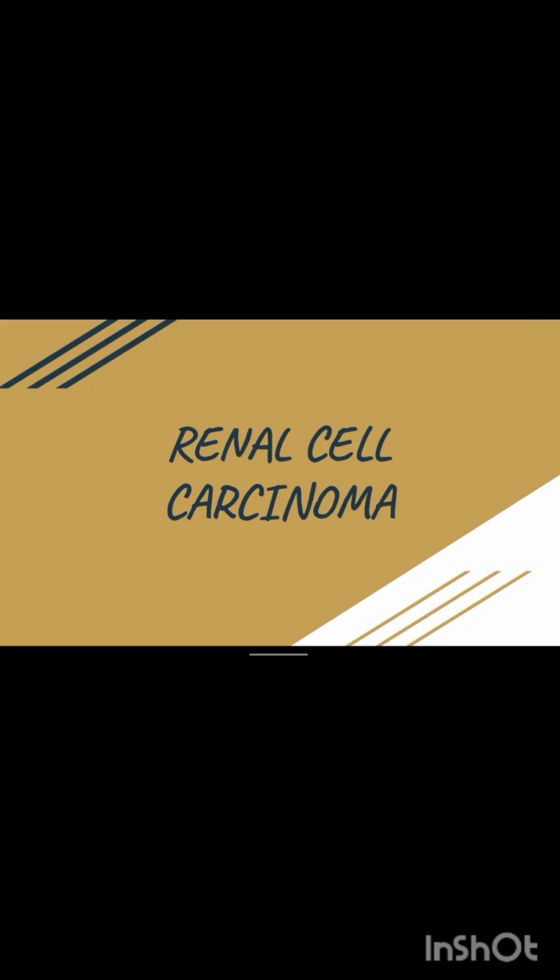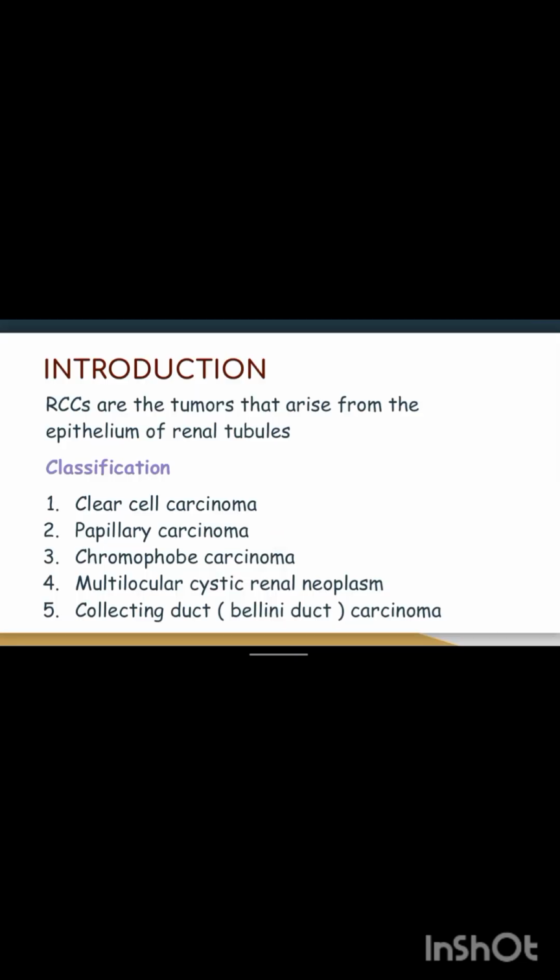Now let's see renal cell carcinoma. Renal cell carcinomas are tumors that arise from the epithelium of renal tubules. They constitute more than 90% of the malignancies that occur in the kidney in both sexes. The tumor is twice as common in men as in women, and usually presents in the 6th and 7th decades of life.